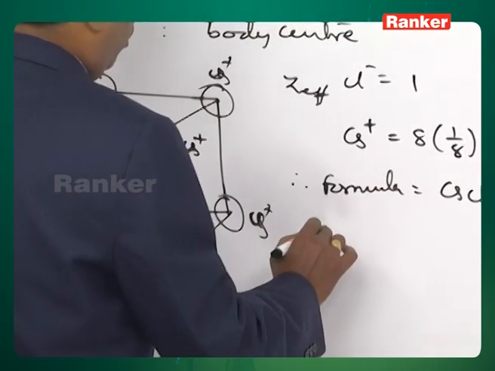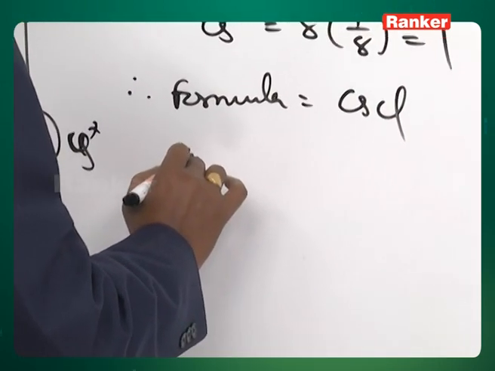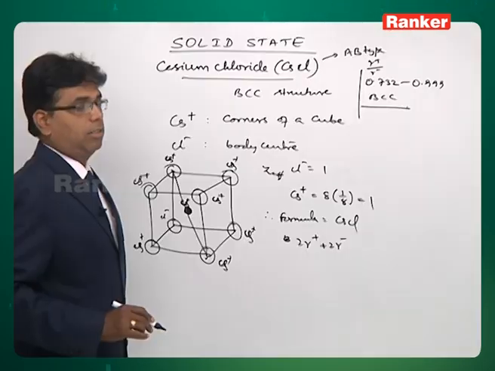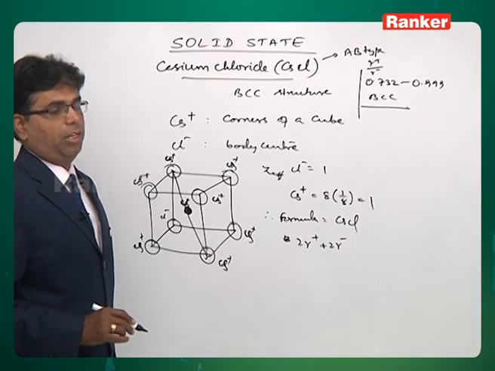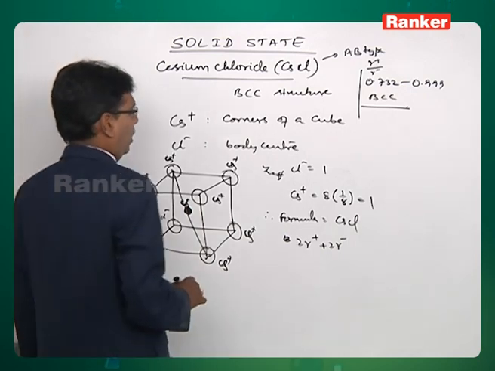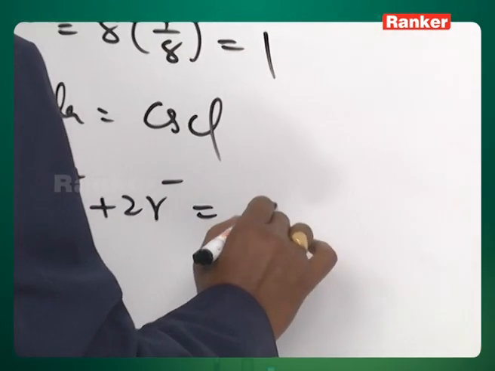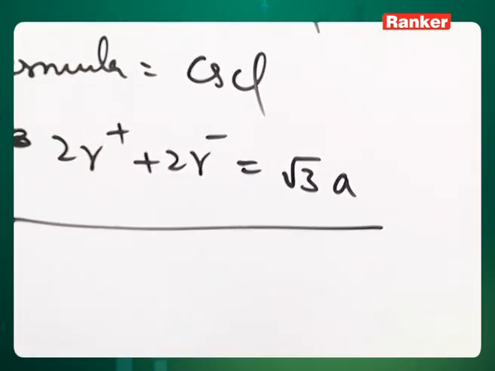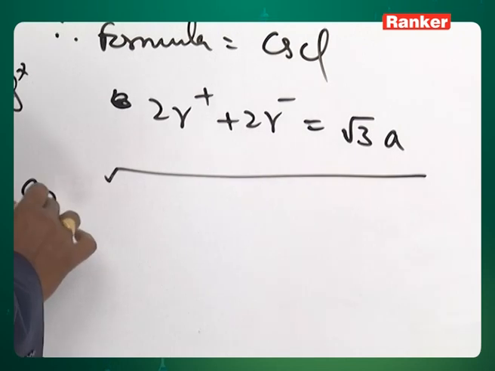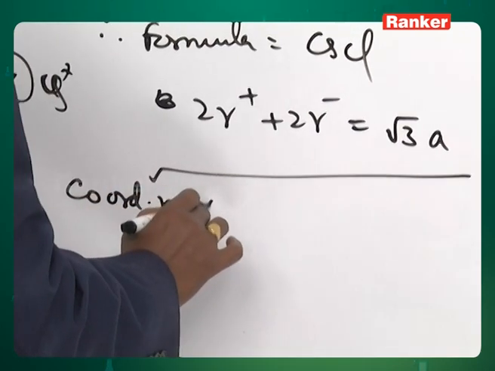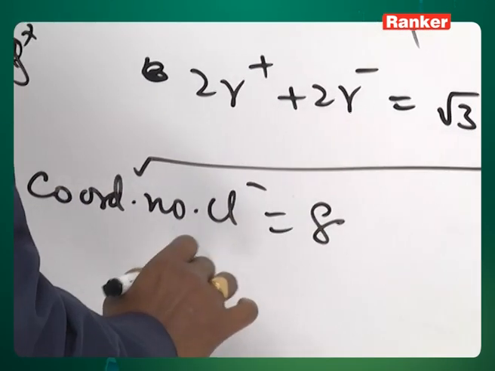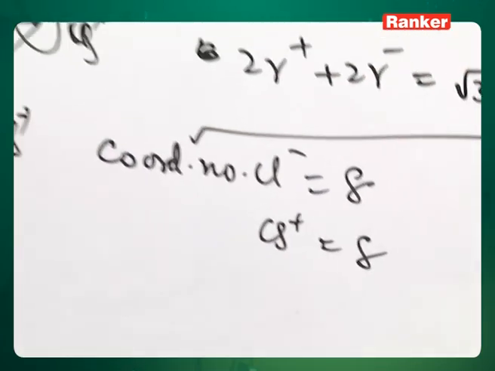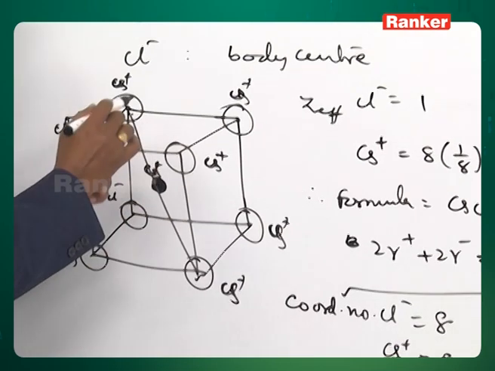So, here twice the sum of the radius of cation and anion is equal to root 3 a. This relation is what we have seen. These three are in contact. Therefore, here coordination number for chloride is 8, for cesium also it is 8, because if you consider this cesium ion, this chloride ion is at the center.